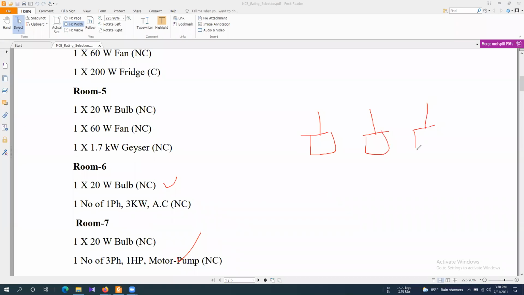For example, we have big loads here: geyser, AC, and fridge. So these are the 4 big loads. I can allocate one dedicated MCB for each type of load. So this is, for example, the geyser. This is the fridge. This is the AC, and this is the motor. Okay, so you can do it like this, and the remaining smaller types of loads like fan, bulb, fan.